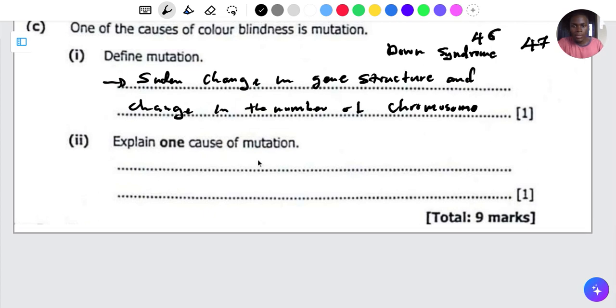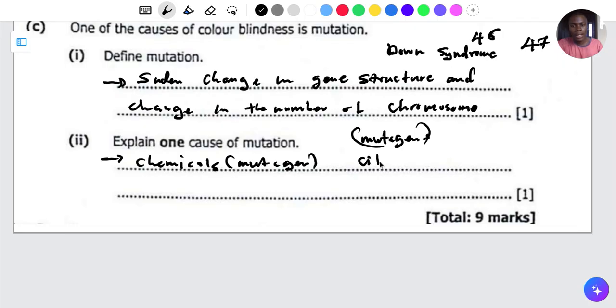Then let's see the last question. Explain one cause of mutation. Mutation can be caused by mutagens. Mutagens are chemicals that cause mutation. Examples of such chemicals include cigarette smoking. If you are smoking cigarettes, there is a chemical called tar that can cause mutation.